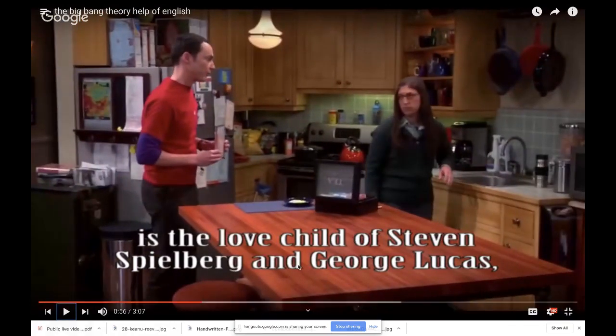The love child of Steven Spielberg and George Lucas. The love child, it means the book or the film was something they created with love.